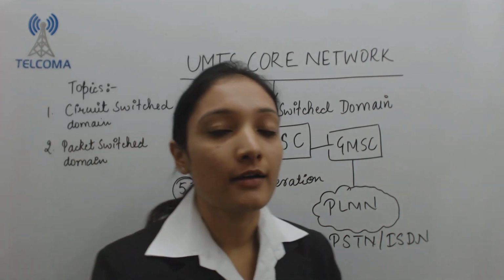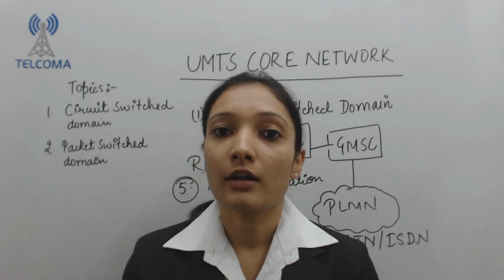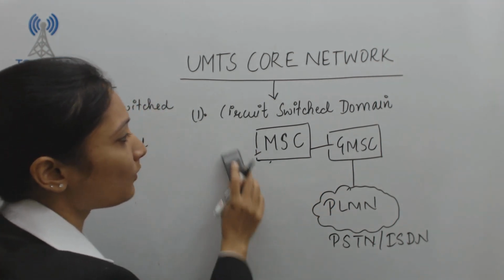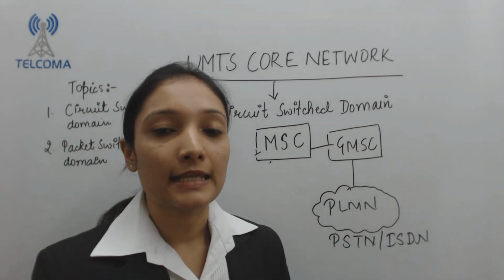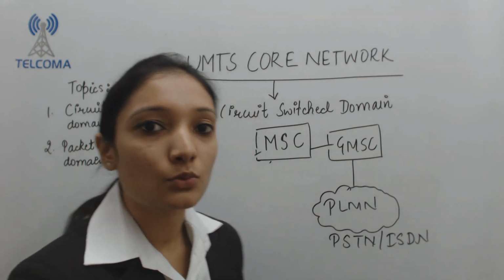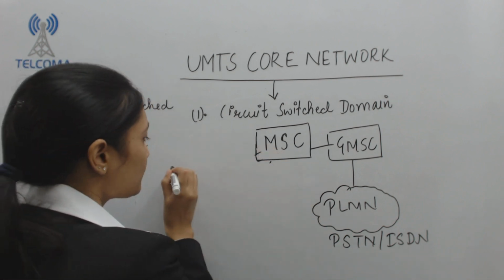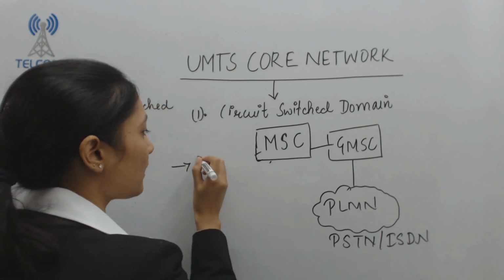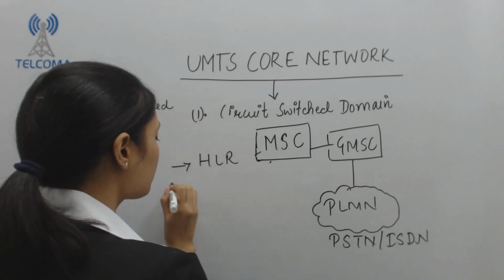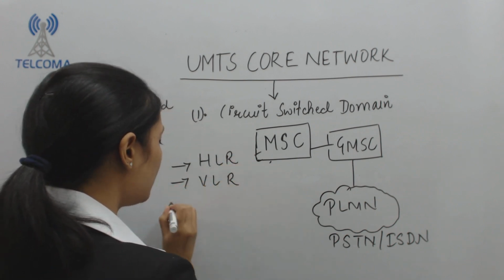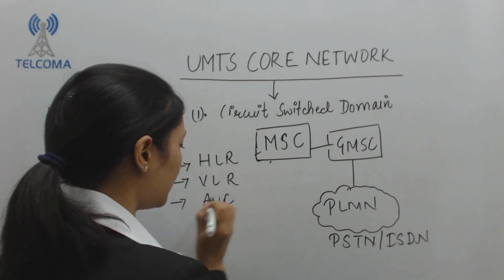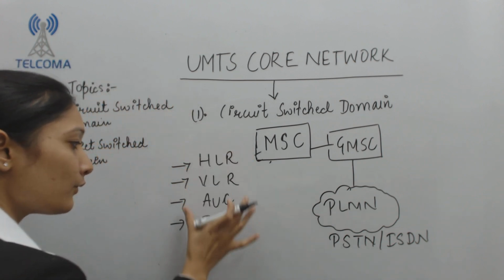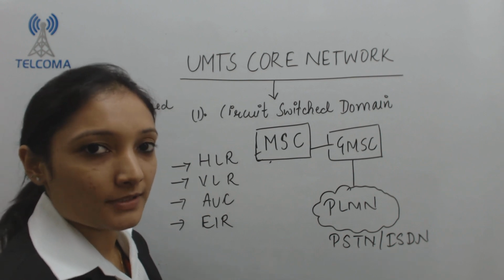Now this mobile switching center acts as a switch and it acts as a database also. Now how does it act as a database? This mobile switching center acts as a database because it contains a series of registers or databases attached with it. So the databases which are attached with our mobile switching centers are HLR, VLR, AUC, and EIR. These four registers are also used in the GSM MSC.